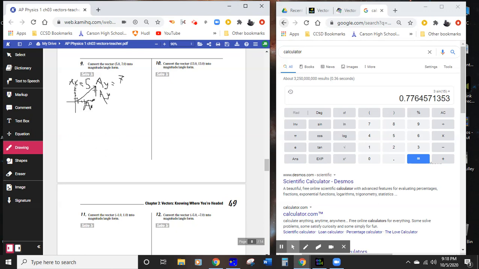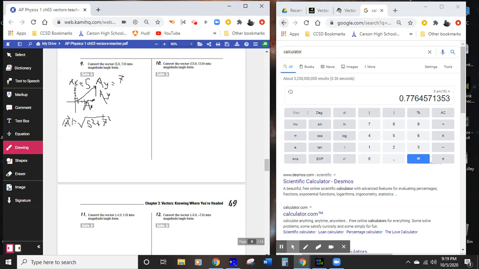What's the hypotenuse? The hypotenuse is going to be the magnitude. So the magnitude of A, okay, we'll go ahead and very carefully write it in here. The magnitude of vector A is going to be the square root of 5 squared, that's the x component, 5 squared plus 7 squared, like so.